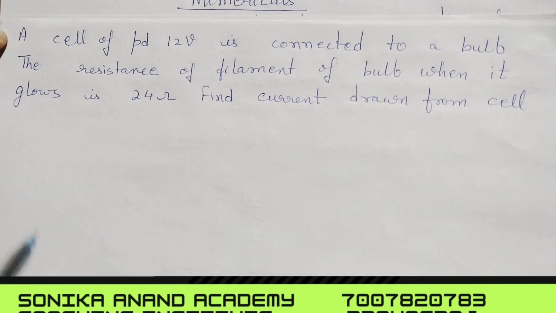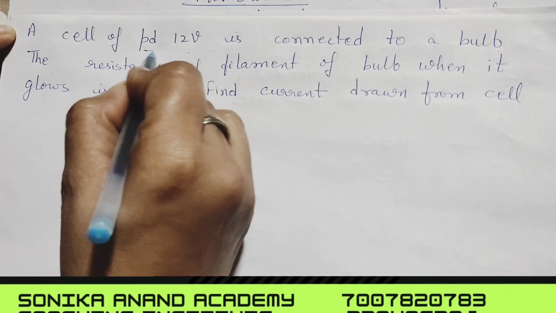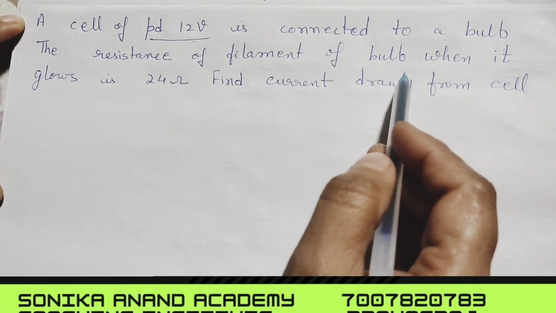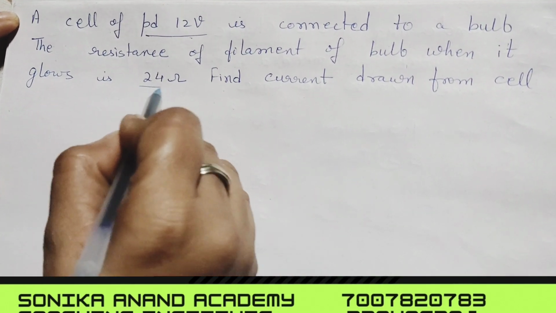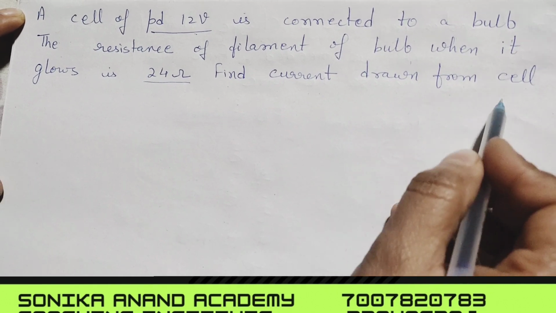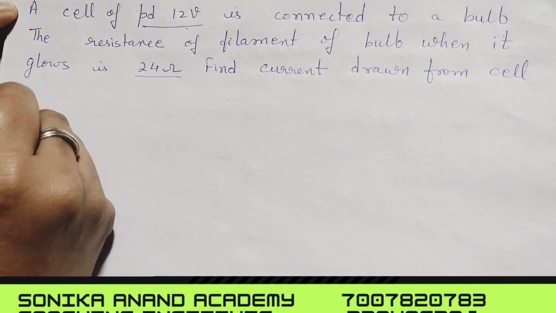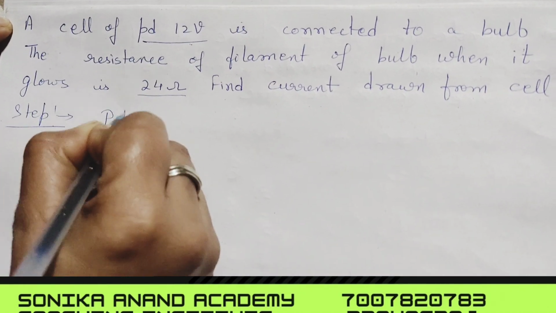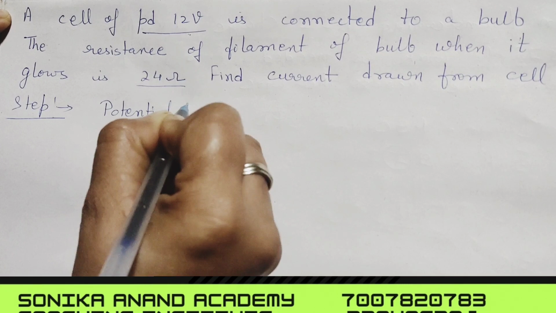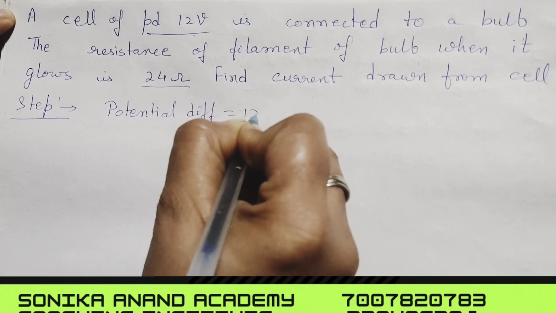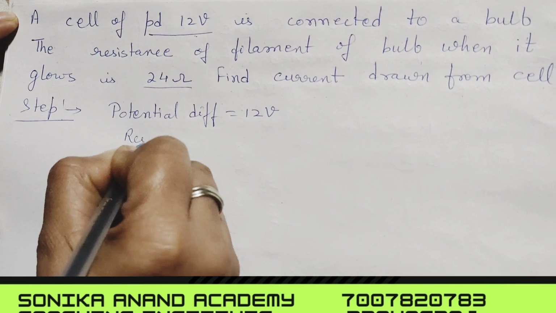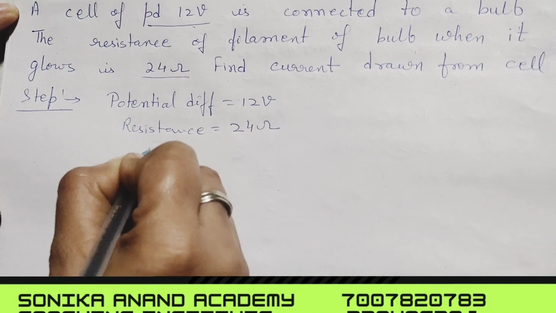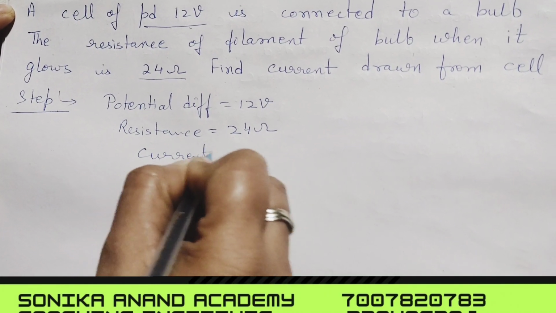Now the next question. A cell of potential difference 12 volt is connected to a bulb. The resistance of the filament of the bulb when it glows is 24 ohm. Find the current drawn from the cell. Now the first step, we just analyze the question. Potential difference is 12 volt. Now resistance is 24 ohm and we have to find the current.